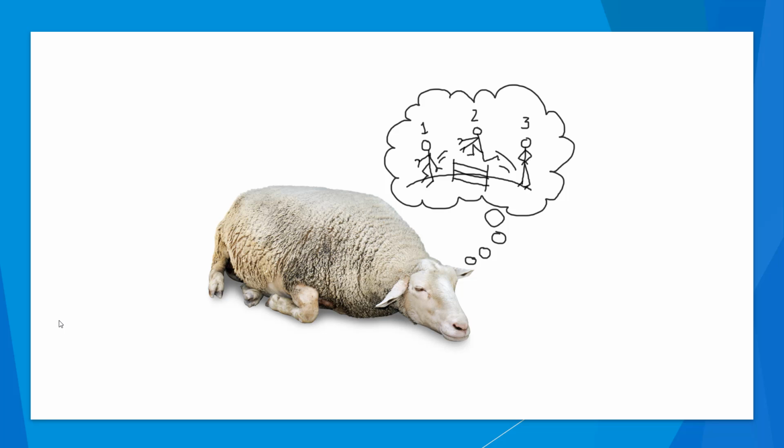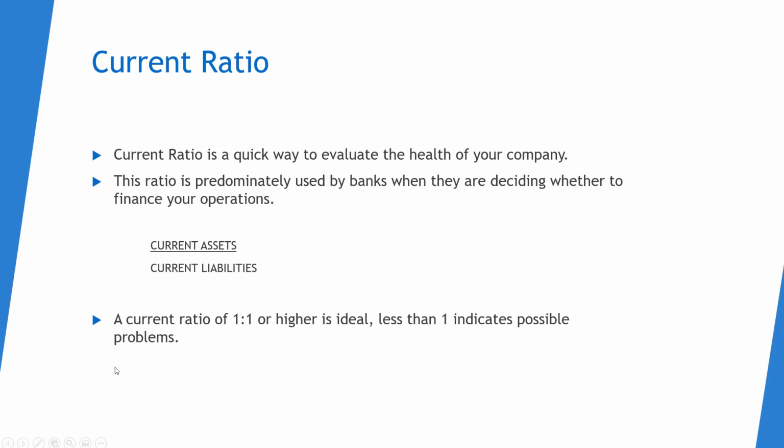So let's go ahead and keep going on this. The current ratio. Now, the current ratio is a very, very quick way to determine the health of your company. This ratio is predominantly used by banks. Keep that in mind when they're deciding whether to finance your operations. Current ratio is literally current assets divided by current liabilities.